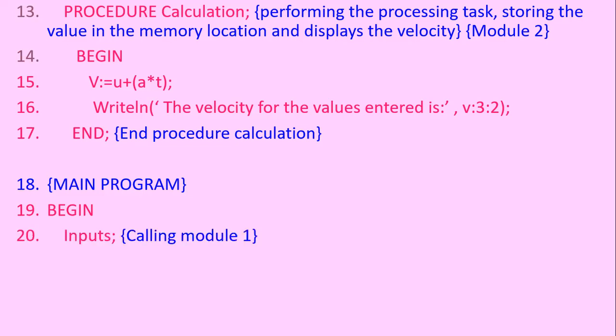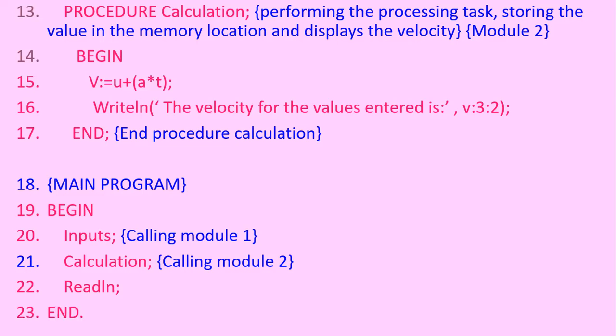And then we have the first call statement for the first module, which we have called inputs. So it is calling module 1. The next statement is calculation. This is a call statement to module 2. And then the next statement is to pause the screen to allow the user to be able to see the results of the calculation. And finally, we end our program.